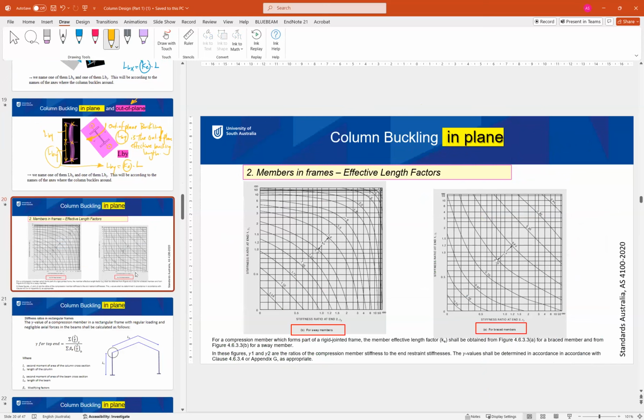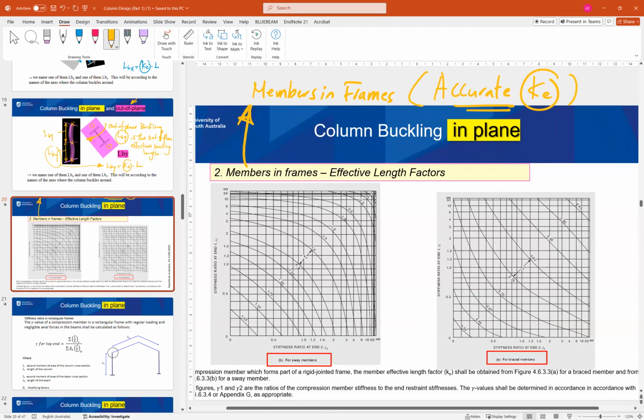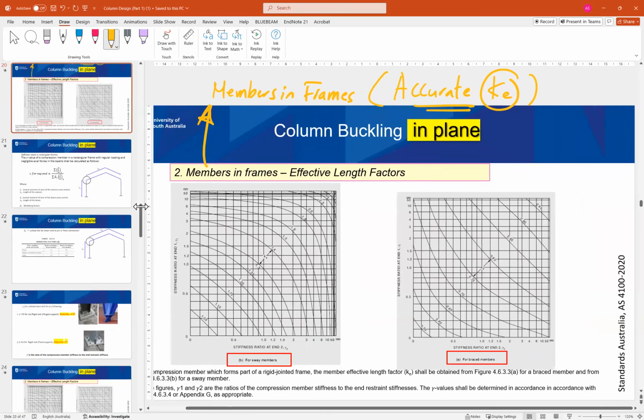Another method to find the effective length factor is using charts. So for members in frames, or in other words, if you want to get the accurate K value, you need to use this method. This method we will not be using in our calculation, but I would like to briefly go through it quickly so that you also have some knowledge about it. So how can we find the effective length using this method?